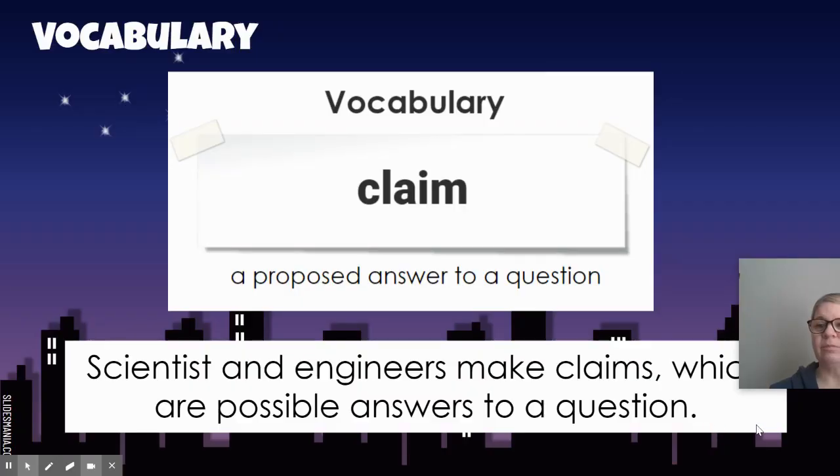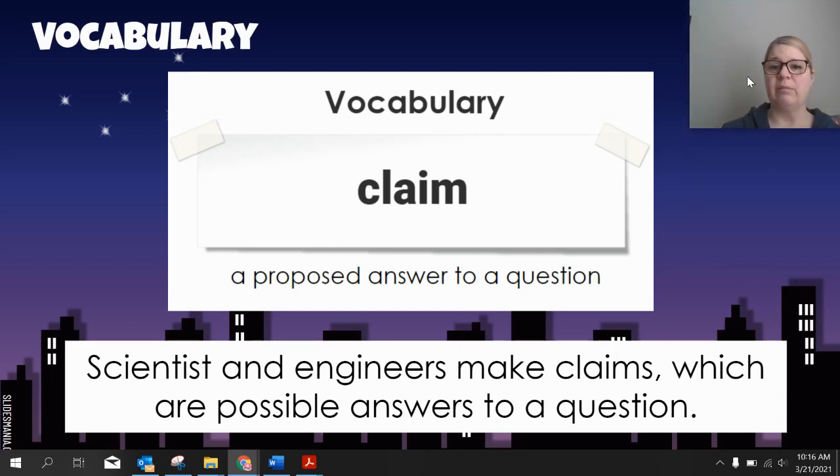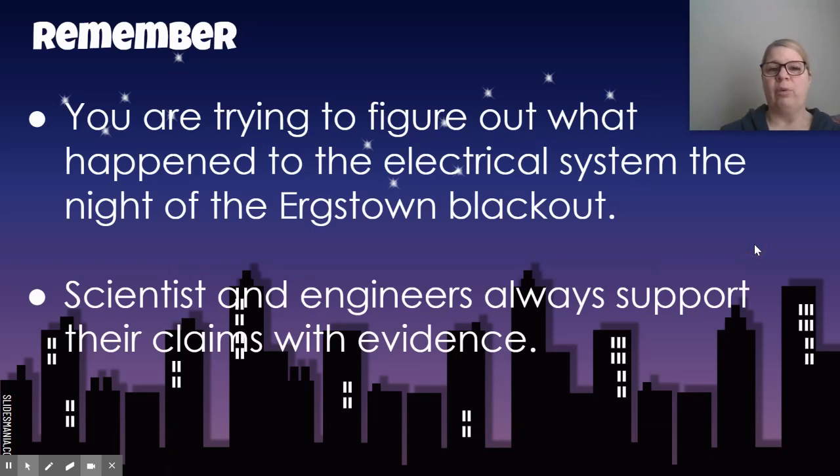Let's continue. I'm going to introduce a new vocabulary word to you. The word is claim. So a claim is an answer to a question. It's a possible answer. And I want you to remember and know that scientists and engineers, like you're a system engineer, make claims all the time. Their claims are possible answers to a question. So our question is, what happened to the electrical system the night of the Ergstown blackout? So we're going to make some claims about that, possible answers. So we are figuring out what happened to the electrical system the night of the Ergstown blackout.